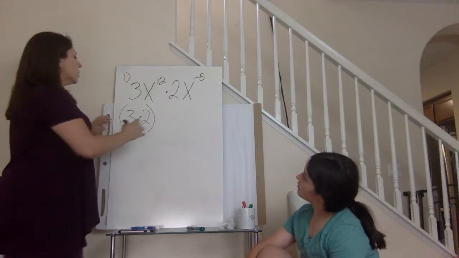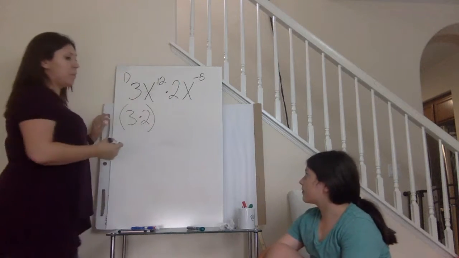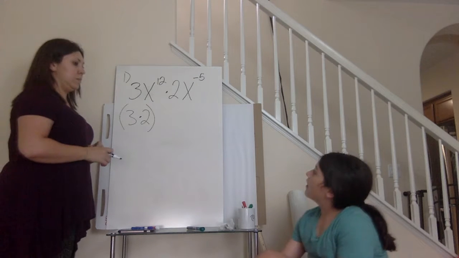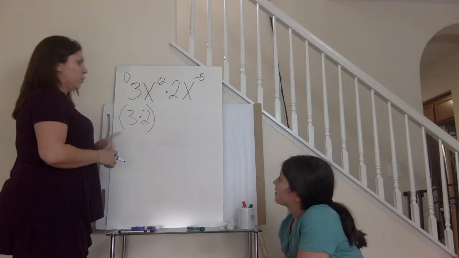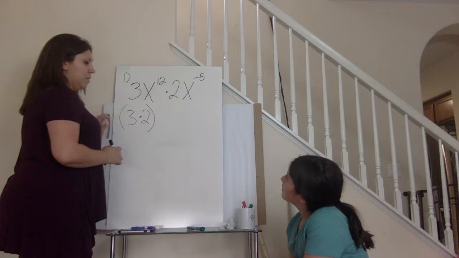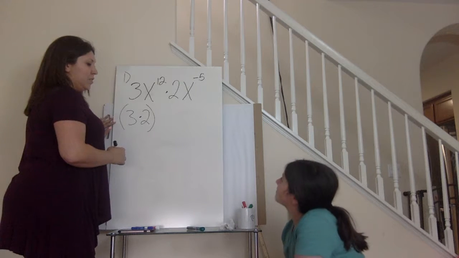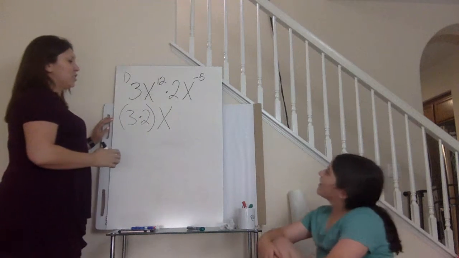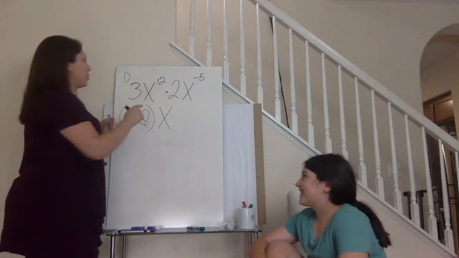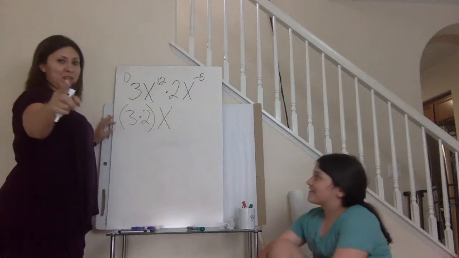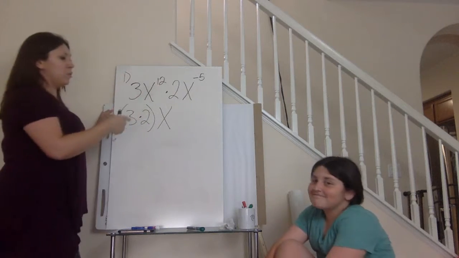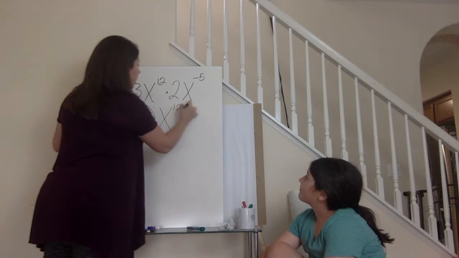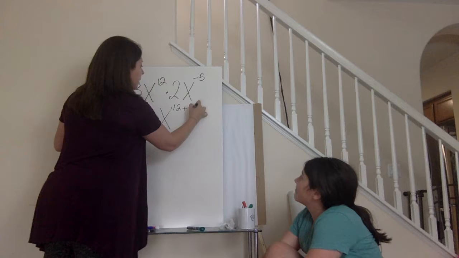All right. What's the common base that I have? What variable do I have? X. She does better later. She's a little nervous about the camera. All right. And what do I do with my exponents? You add them together. So I have 12 plus a negative 5.